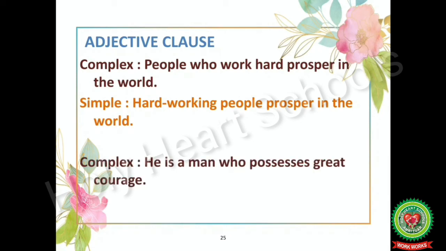Next sentence. He is a man who possesses great courage. Students, which man is he? He is a man who possesses great courage. Now one word for describing a man who has courage. That is courageous. So our answer will be he is a very courageous man.